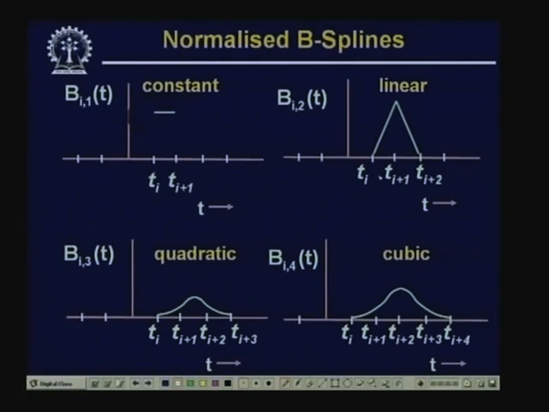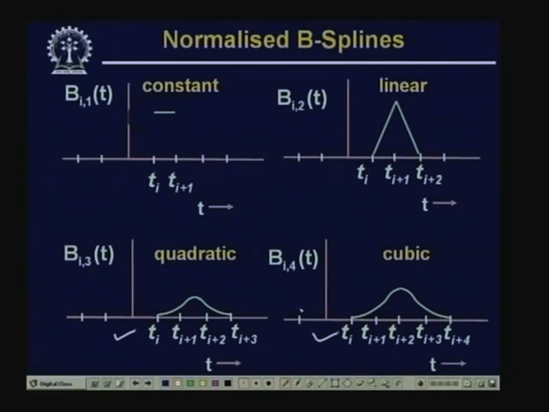The second figure shows the nature of this B-spline function if it is B_i,2(t), and it shows that it is a linear function. So, B_i,2(t) will have a support from i to i plus 2, and the points supported by this B_i,2(t) are i plus 1 and i plus 2. Similarly, a quadratic function B_i,3(t) is given by this figure, and a cubic function B_i,4(t) is given by this fourth figure.